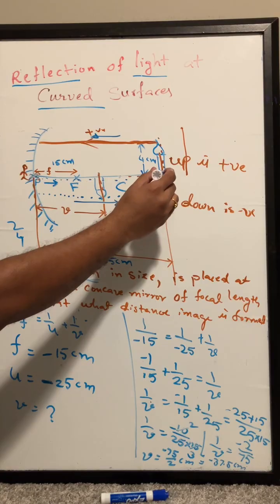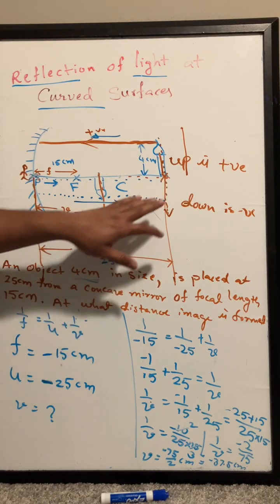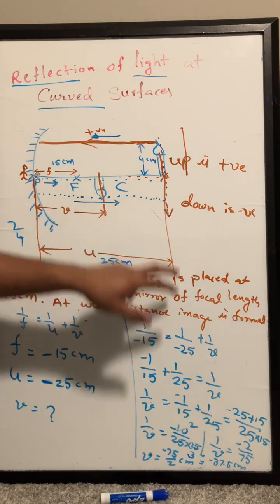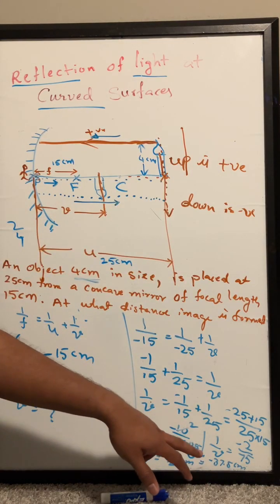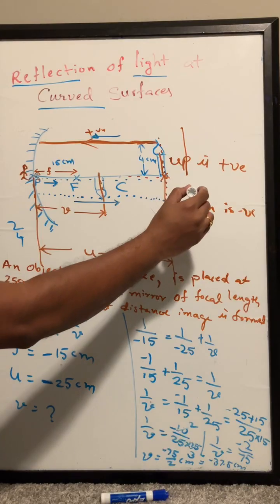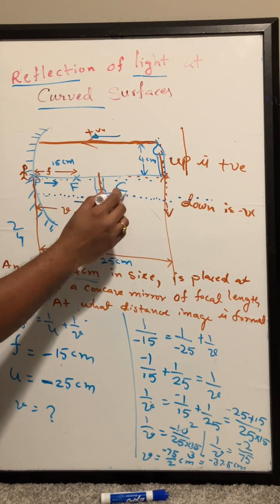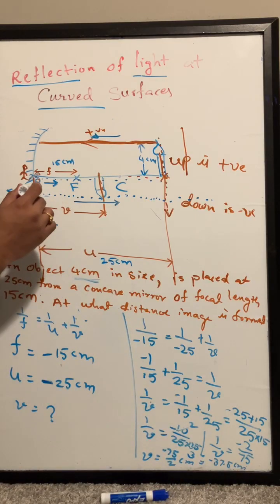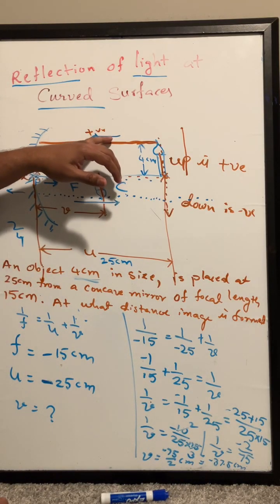And this is the what? 25 centimeters, right? Until this point, we have to walk up to 37.5. We have to keep walking, keep walking. Why do I have to walk in this direction? Why can't I walk in this direction? Because it is negative. I have to go opposite to the direction of light.